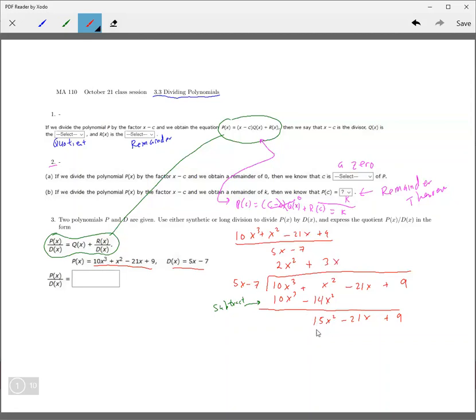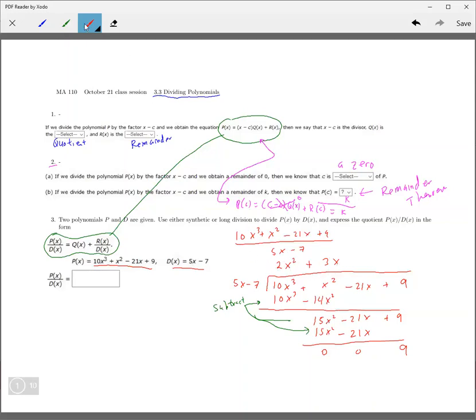So 3x times 5x is 15x squared. 3x times negative 7 is negative 21x. And then again, you're going to have to remember to subtract this one, which means that's going to be 0. That's also going to be 0, and you're just going to have a 9 coming down. Now 9 is a lower order than 5x, because this is x to the first power, this is x to the 0. So you're done there.